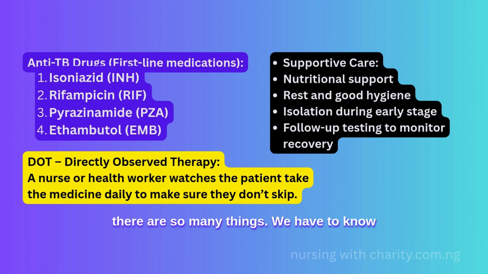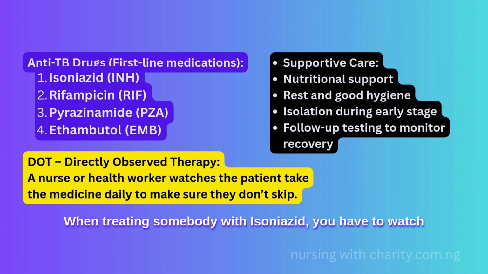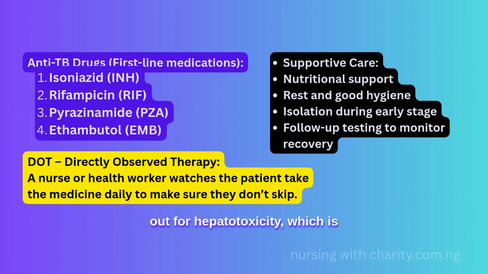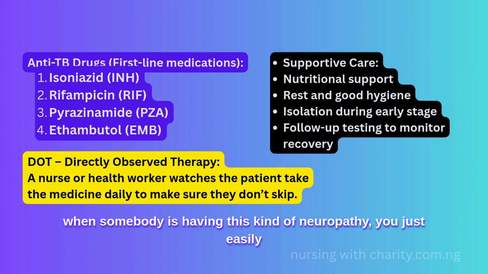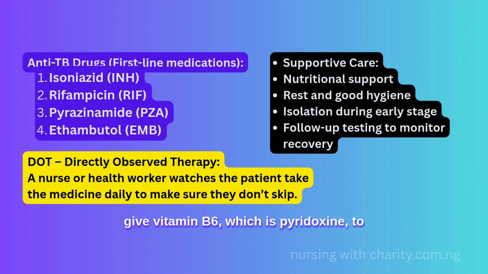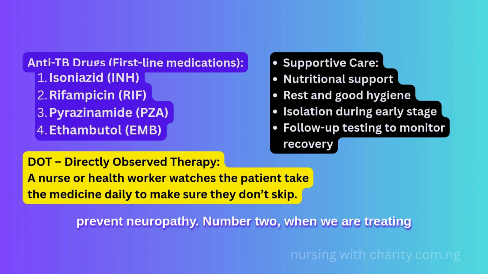Now, there are so many things we have to know concerning these drugs. Number one, isoniazid. When treating somebody with isoniazid, you have to watch out for hepatotoxicity and peripheral neuropathy. And when somebody is having this kind of neuropathy, you just easily give vitamin B6, which is pyridoxine, to prevent neuropathy.